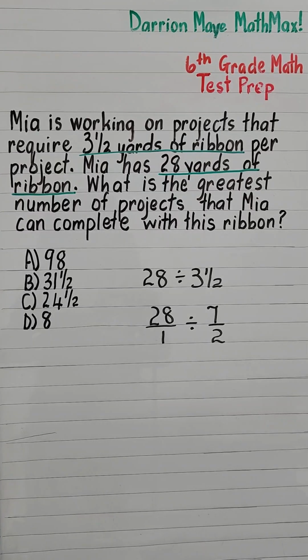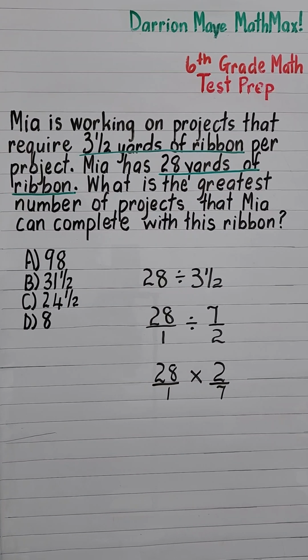Dividing by a fraction is the same as multiplying by its reciprocal. The reciprocal of 7 over 2 is 2 over 7. So therefore we now have 28 over 1 times 2 over 7.